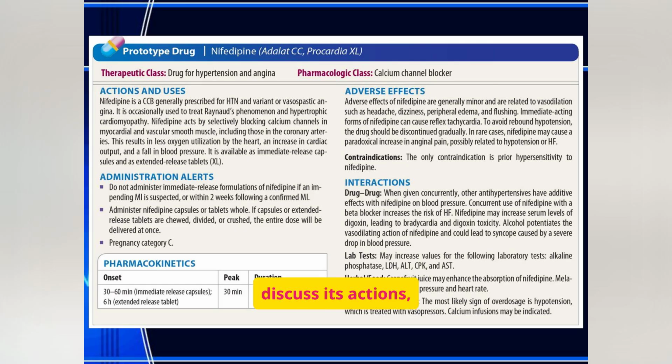We'll discuss its actions, uses, and potential adverse effects. Nifedipine works mainly on peripheral arteries, reducing BP quickly. But watch out, it can cause reflex tachycardia, flushing, and ankle swelling. It's great for angina and hypertension, but avoid crushing the extended release form.